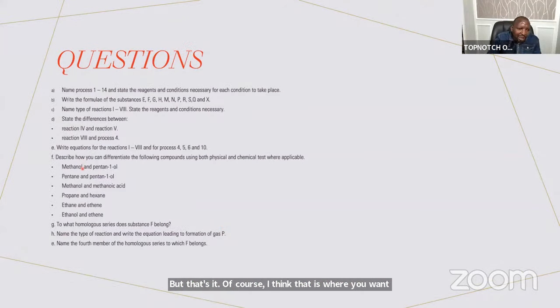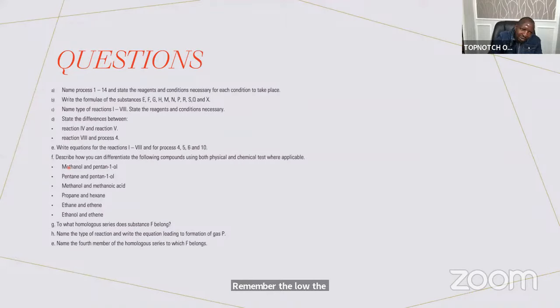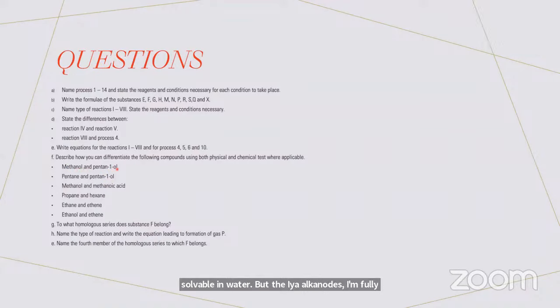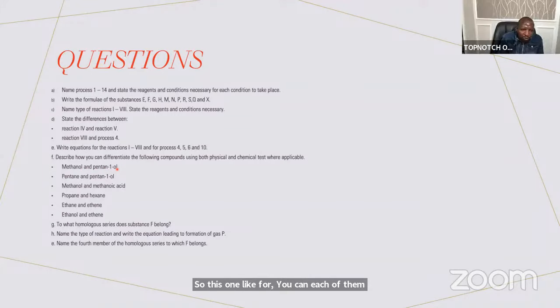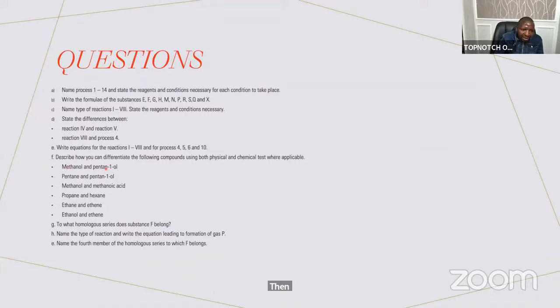So this one, how to differentiate methanol and pentanol, can only be done in terms of physical tests. Remember, the low carbon alcohols are very soluble in water, but the higher alkanols are insoluble in water. For methanol and pentanol, you put each of them in a separate test tube, then add an equal amount of water. Methanol will form a uniform solution, pentanol will form two layers.